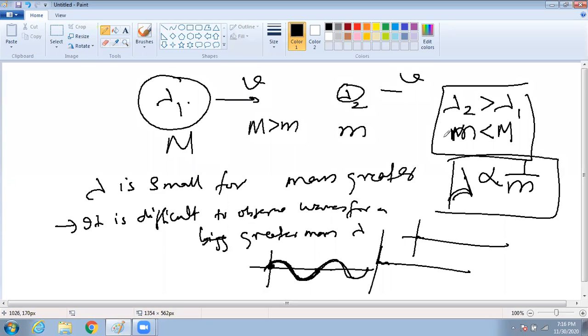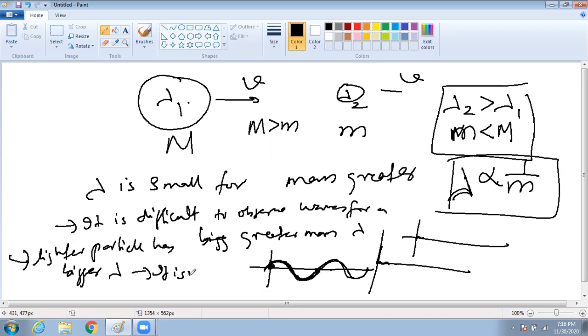Clear? Yes or no? But for lighter particles, it is easy. Why? Because a lighter particle has a bigger lambda, so it is very easy to observe. Write down.